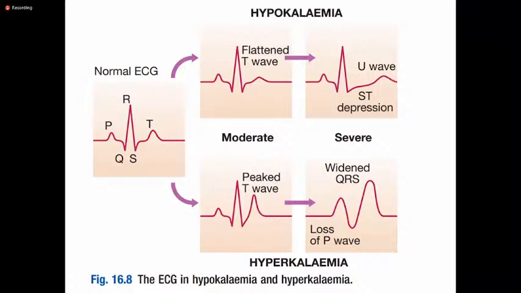So on the top column, you will appreciate the flattening of the T wave. They have a prominent U wave, which is this spike, and ST depression, okay? And there's a flattening of the T wave here, so it is no longer here in this image.